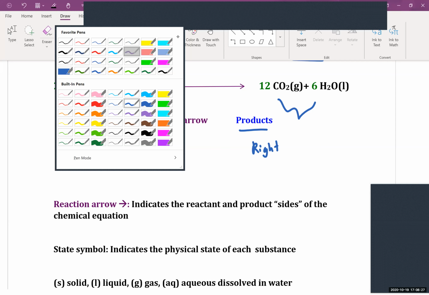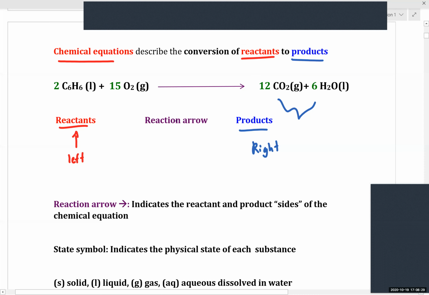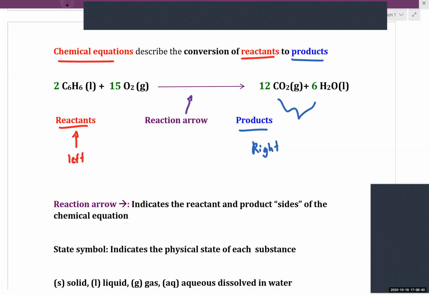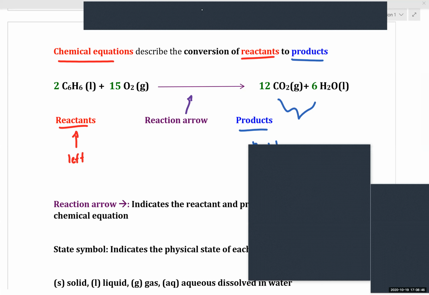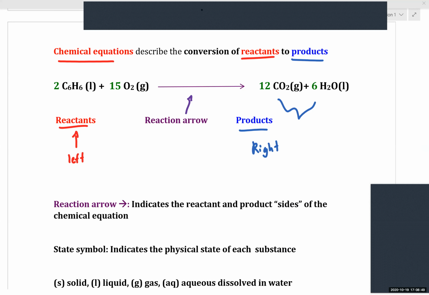The reactants and products are separated by a reaction arrow shown here. And the reaction arrow indicates the transformation from reactants to products. Now, there are a few other pieces of information that we need to pay attention to as we go through today's lecture and as we look at our chemical equation.